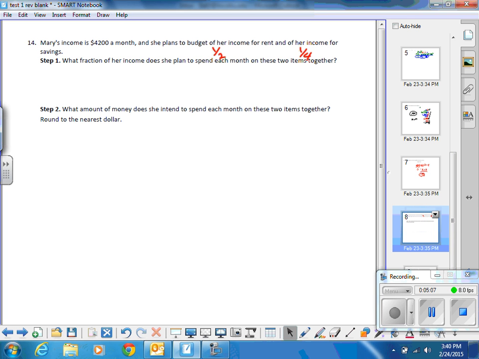Okay, it says Mary's income is $4,200 a month. She plans to budget half her income for rent and 1/4 of her income for savings. The question says, what fraction of her income does she plan to spend each month on these two items together?